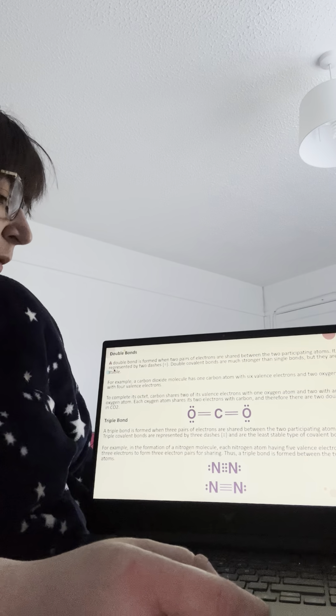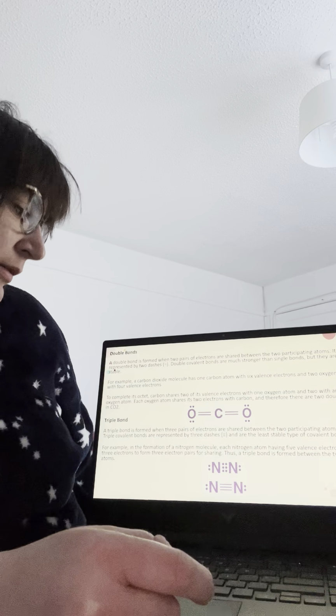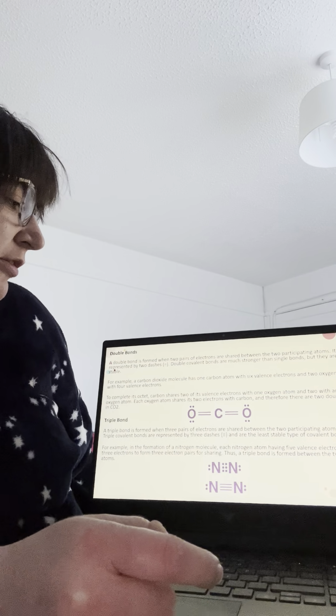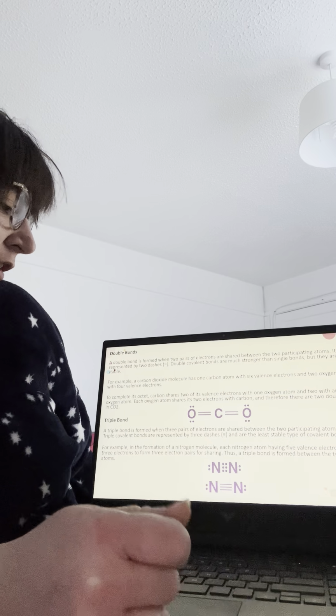Double bonds. A double bond is formed when 2 pairs of electrons are shared between the 2 participating atoms. It is represented by 2 dashes. Double covalent bonds are much stronger than single bonds, but they are less stable.